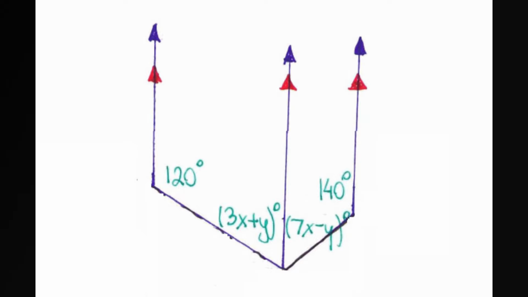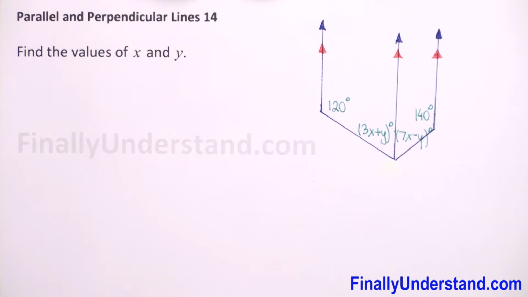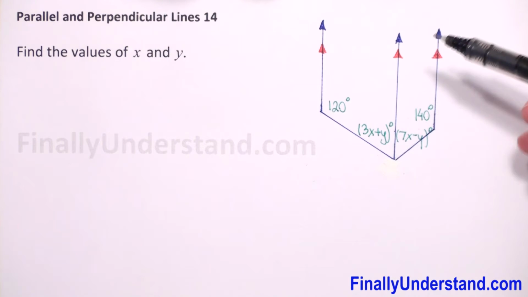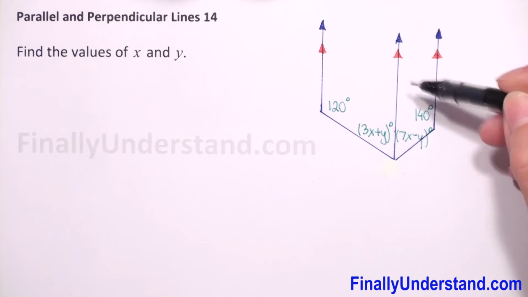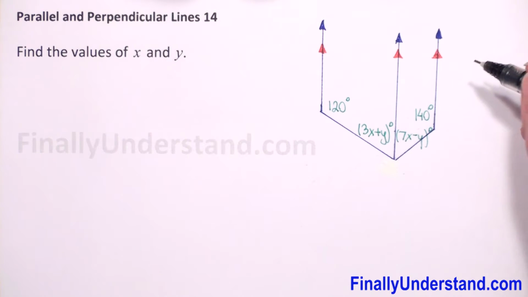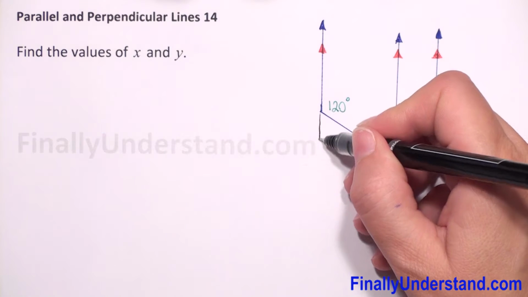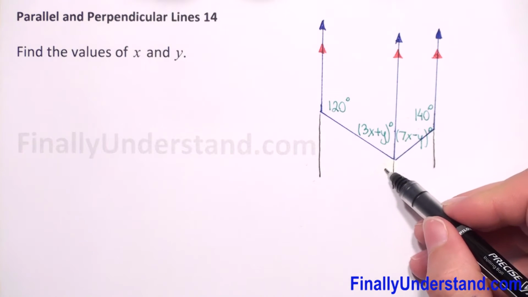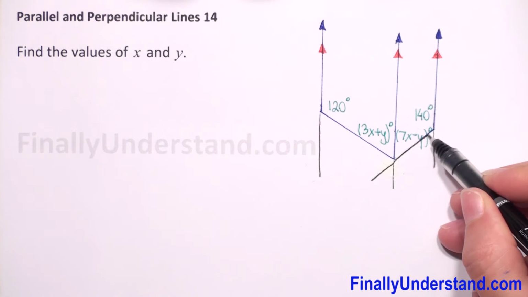We have a given diagram and we have to find the values of x and y. In this diagram we have three parallel lines with a triangle. This means that this line, that, and that are parallel. So if we extend this line and that, this will be our transversal.